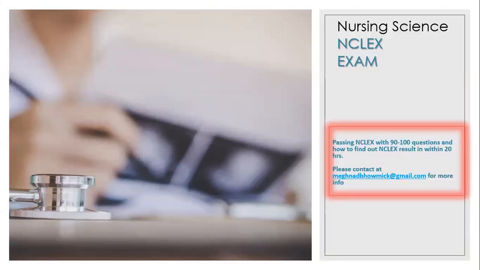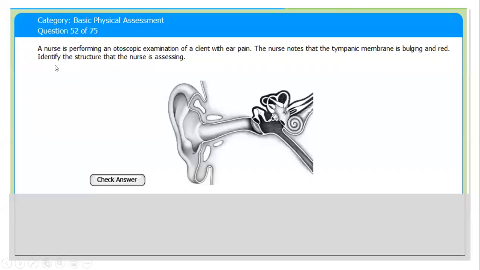Here I'm going to discuss a few questions and answers for the NCLEX exam. The first question: a nurse is performing an otoscopic examination of a client with ear pain. The nurse notes that the tympanic membrane is bulging and red. Identify the structure that the nurse is assessing.